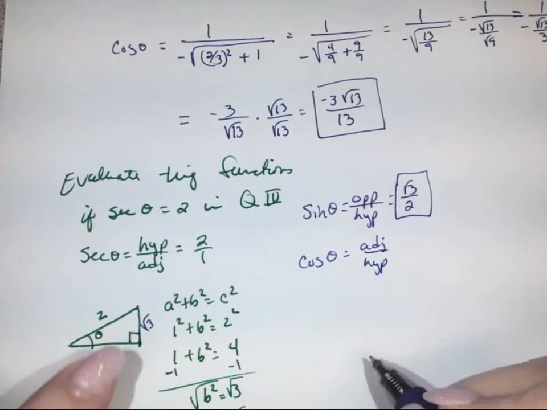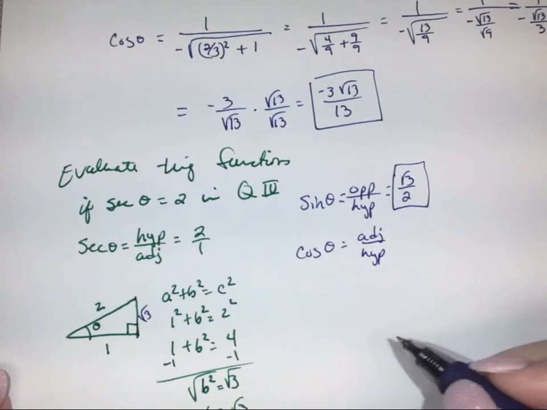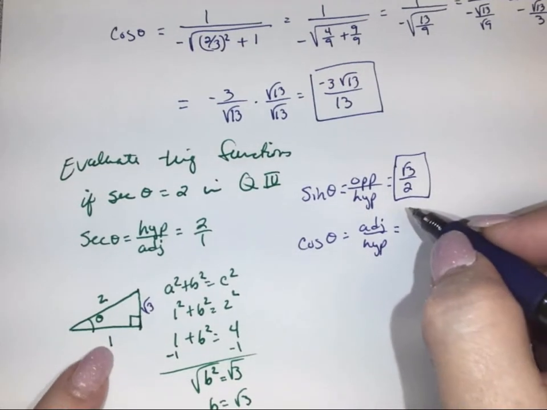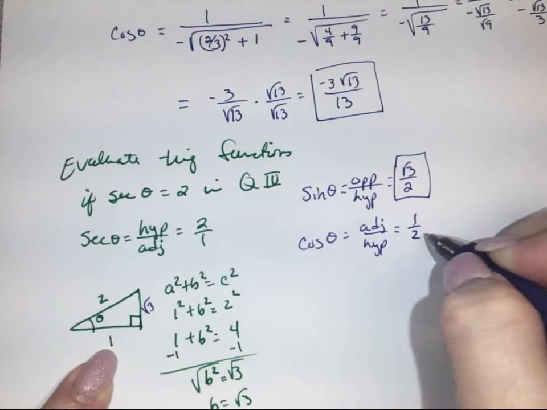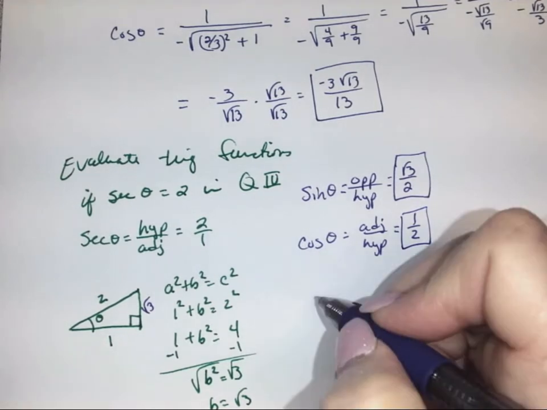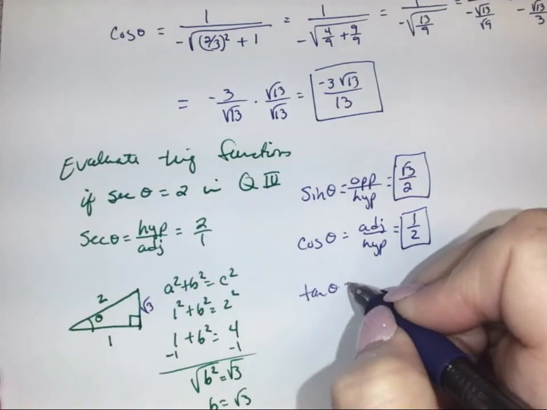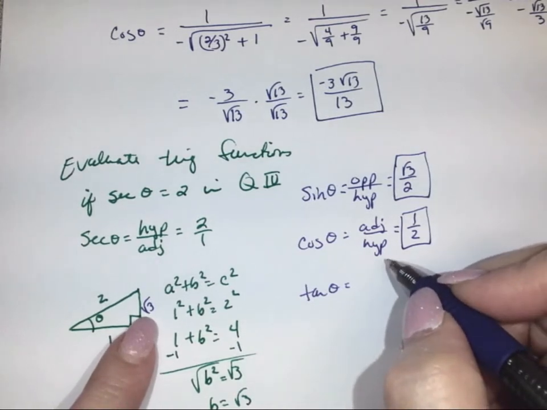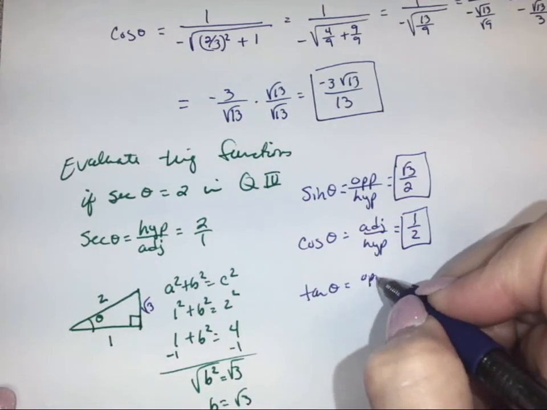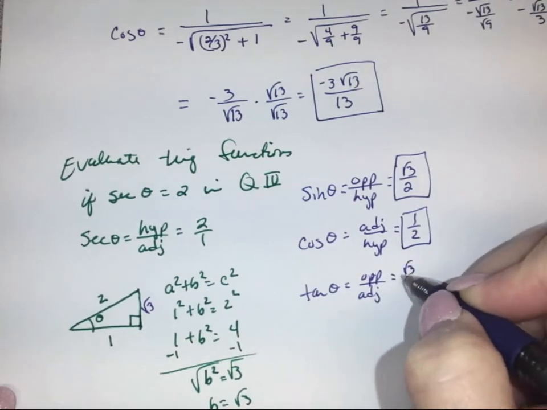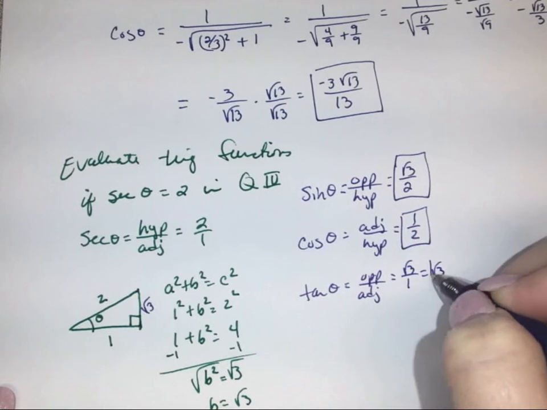And yes, it would also be the reciprocal of secant, but we want to find it using, we want to practice all of our skills, not just the reciprocals. So that's going to be 1 over 2, which is 1/2. And then tangent theta would be equal to the opposite over the adjacent, which would be the square root of 3 over 1, which is just the square root of 3.